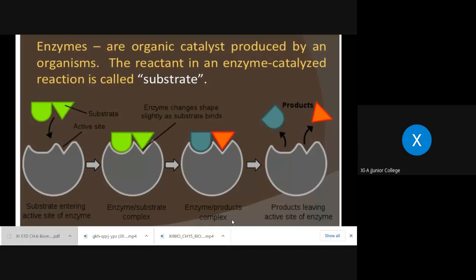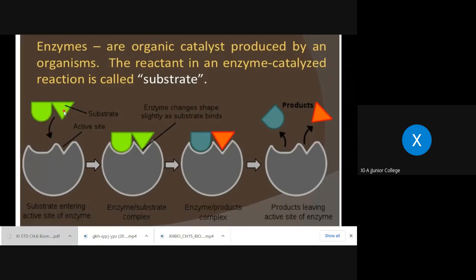So what are enzymes? These are the organic catalysts produced by an organism. The reactant in an enzyme catalyzed reaction is called the substrate. Now there are two things you need to remember always. So this is the enzyme, and this is the substrate, which are shown in different colors purposely.